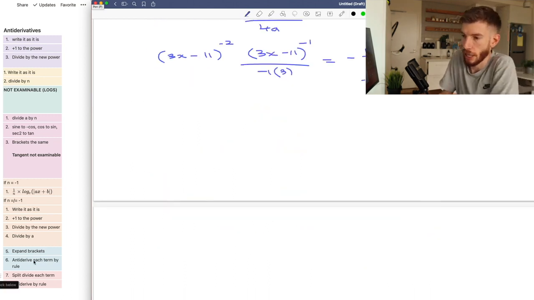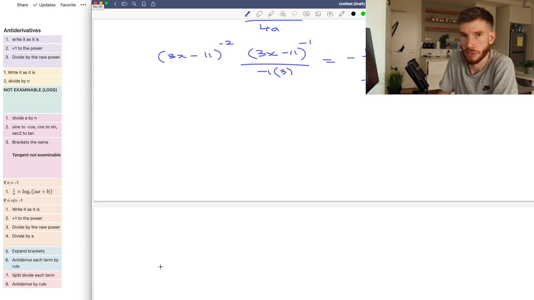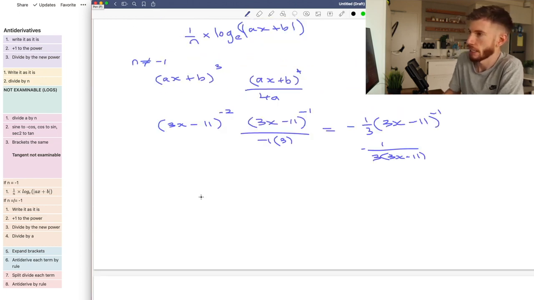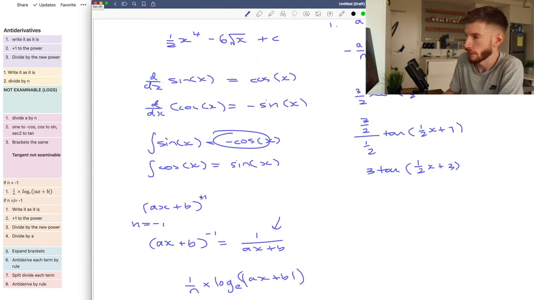Finally, the last two are more algorithms for when you're dealing with product functions or quotient functions. There are no direct rules, so you pretty much just expand the brackets in product functions, and then you should be able to antiderive by rule, usually the polynomial form. If it's a quotient function, then you divide each term by the denominator. You'll get individual terms in polynomial form, and then you'll be able to antiderive that using the polynomial form as well. And there we go. So that is everything in terms of indefinite antiderivatives.